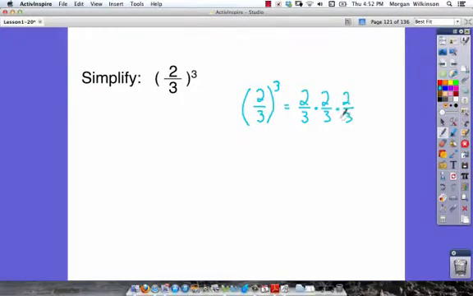Now we need to go through the multiplication. We have 2 times 2, which is 4, and 4 times 2, which is 8. So we get 8 as our numerator over 3 times 3, which is 9, and 9 times 3, which is going to be equal to 27. So we get 8/27. We've got our final answer. We can go ahead and box it. We can't reduce that anymore. We're all done. Let's look at our next one.